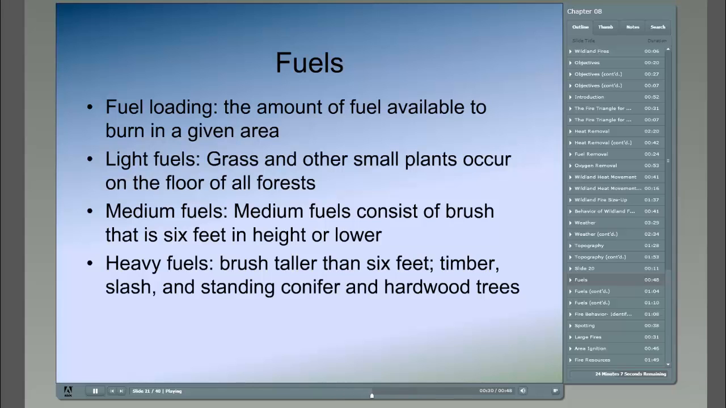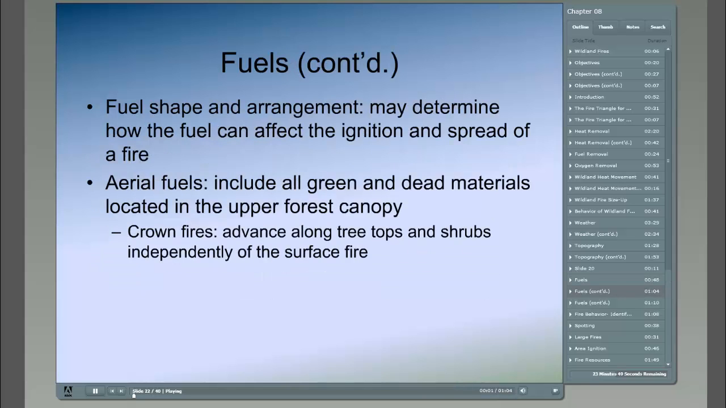Fires in the heavier fuels produce more BTUs, and as a result are more resistant to fire suppression activities. They require more water to cool, extinguish, and to control them. They consist of brush taller than 6 feet, timber, and hardwood trees. A fuel shape may determine how the fuel can affect the ignition spread of a fire. The smaller the fuel, the faster it will preheat, ignite, and spread. The larger the fuel, the more BTUs it will produce.